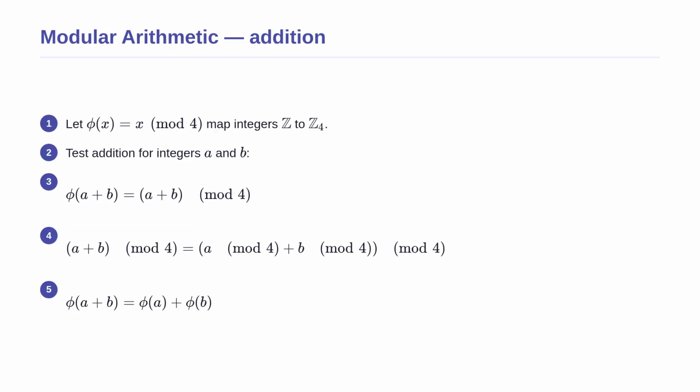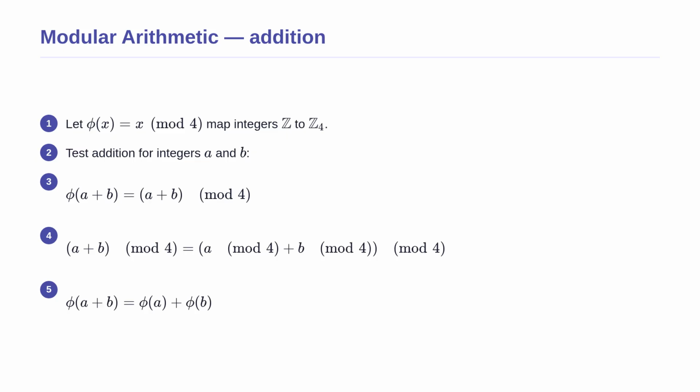Now that we have seen the visual, let us apply this to a concrete example. We are given a function that takes any standard integer and maps it to its remainder when divided by 4. This maps the ring of integers to the ring of integers modulo 4. We are asked to prove this is a valid homomorphism.